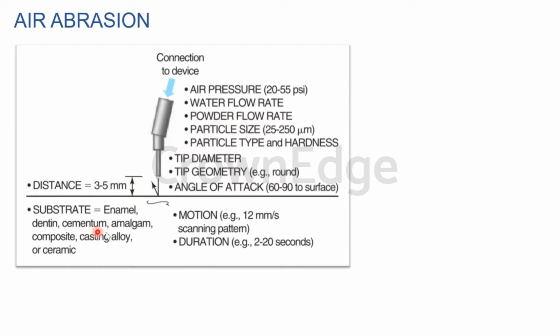You can cut cementum, amalgam, composite, casting alloy, and also ceramic. So the motion is generally a scanning kind of pattern. You run the nozzle above the tooth in a to-and-fro motion, approximately 12 per second. That is around 1.2 centimeters per second should be the movement of your handpiece. And the duration is generally more clinician oriented.